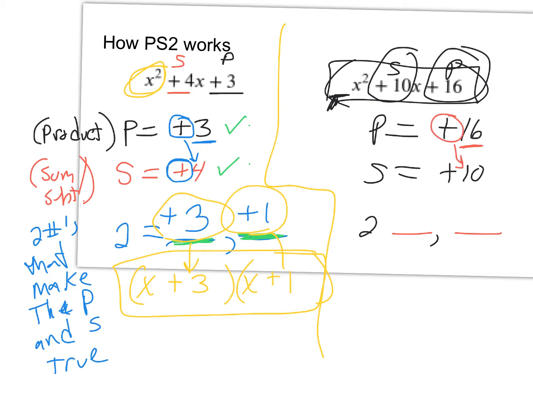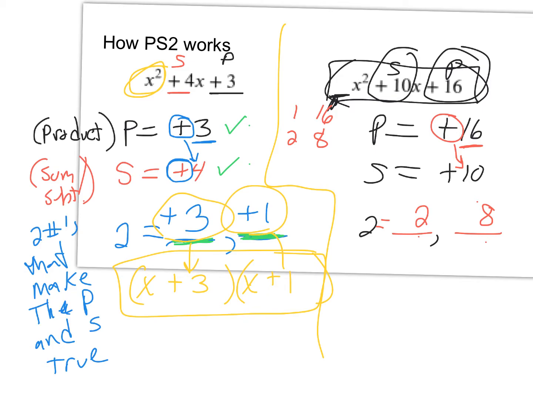Now, if you get stuck, the thing to do is list off the multiples of the product in order. So what I mean is we start with 1 and 16. Will those two numbers add to give me 10? The answer is no. All right, let's go to 2 and 8. Will those two numbers add to give me 10? And the answer is yes. So I found my two numbers. So let's go with 2 and 8. Now it does not matter the order, so if you put the 8 first and the 2 second, you're perfectly fine.